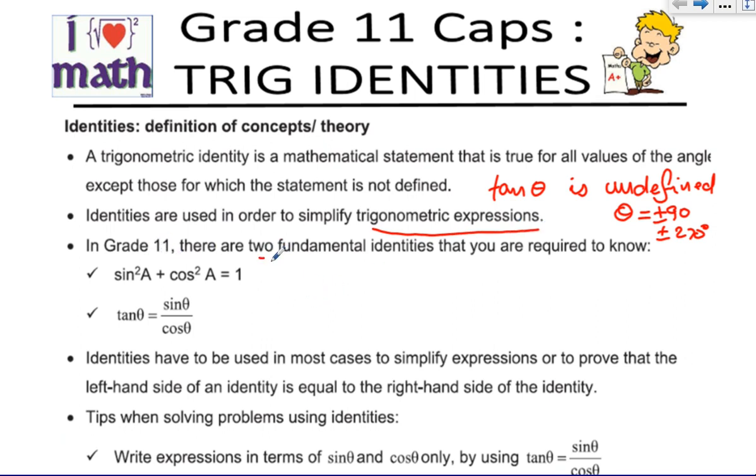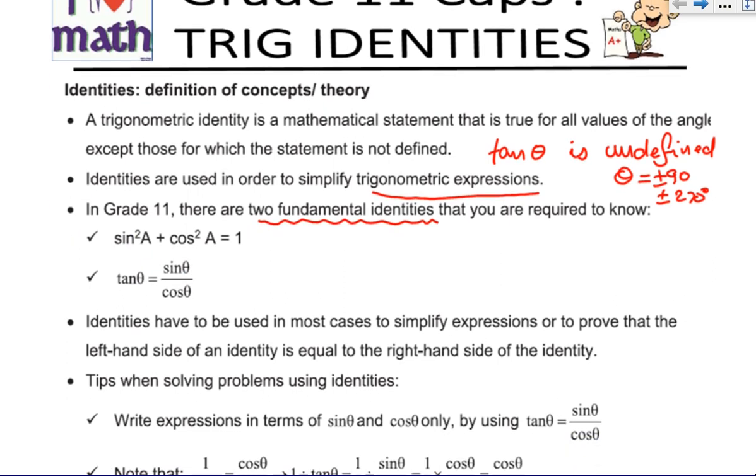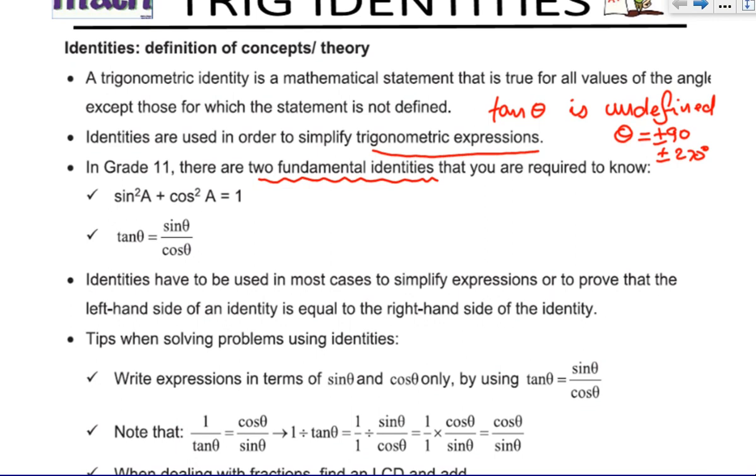In grade 11, there are two fundamental identities which you have to learn for examination. That is the proofs of these ones. They are fundamental. The first one is sine squared plus cos squared equals 1. And the second one is very useful, that tan of theta can be expressed as sine theta over cos theta. The identities have to be used in most cases to simplify expressions or to prove the left hand side of the identity is equal to the right hand side, or vice versa. More clarification of this will follow shortly.